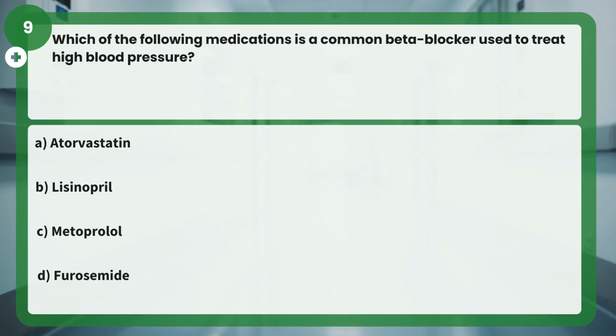Question 9. Which of the following medications is a common beta blocker used to treat high blood pressure? A. Atorvastatin. B. Lisinopril. C. Metoprolol. D. Furosemide.